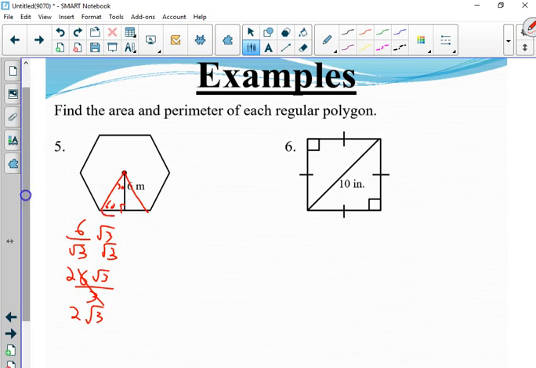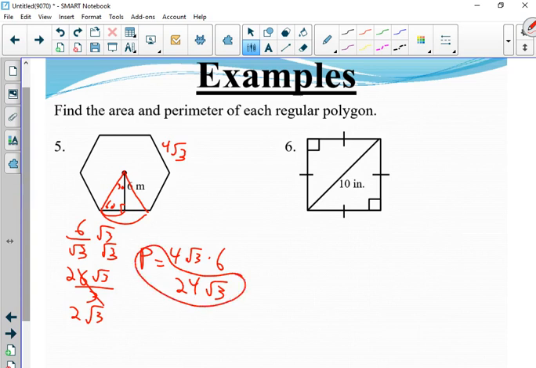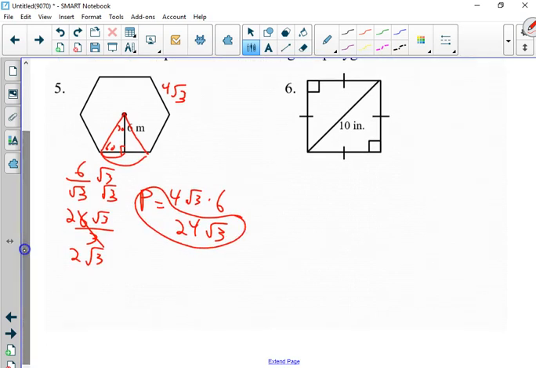And that's just for this section right here, which means the entire side, each of these sides, is 4 root 3. Therefore, our perimeter is just 4 root 3 times 6, or 24 root 3. And then our area simply is 1/2 the apothem, 6, times 24 root 3.